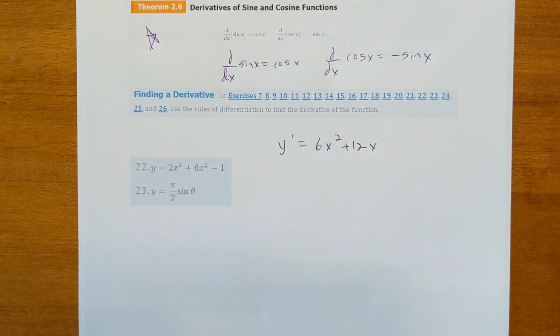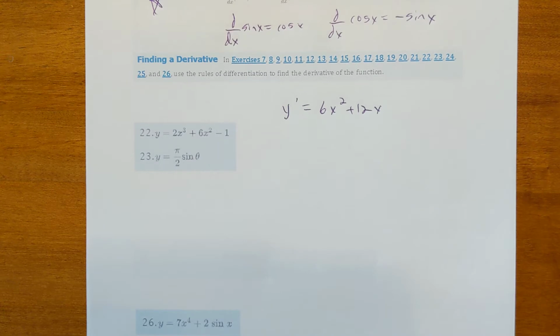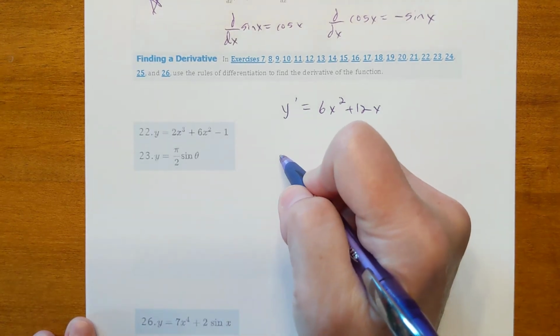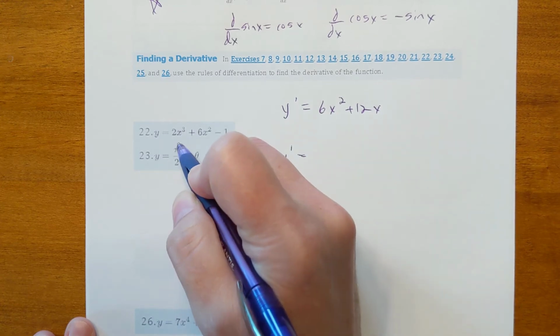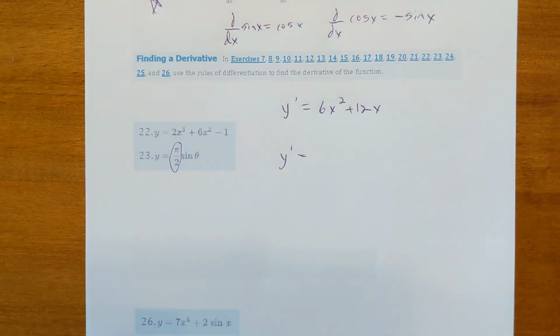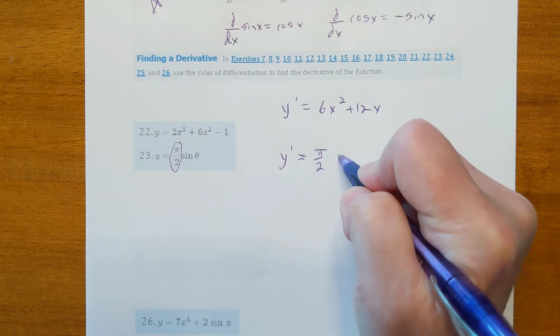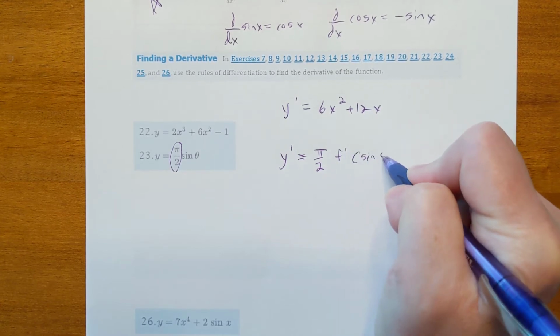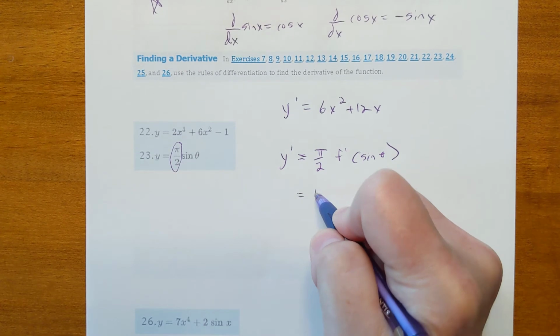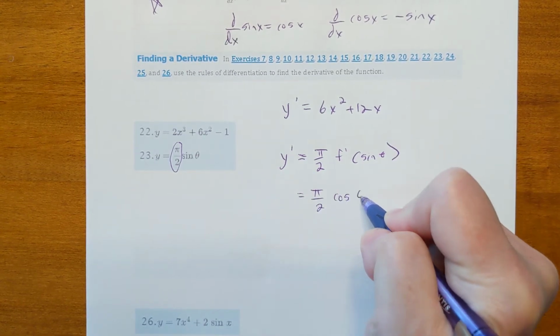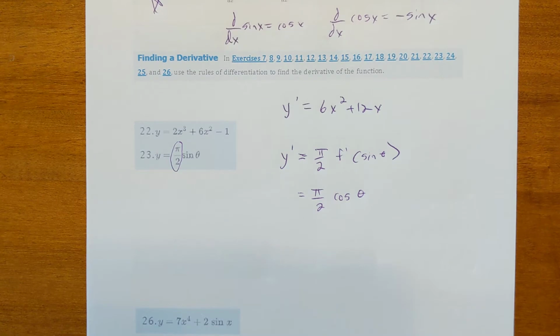All right, the next one is where the constant multiple rule comes in handy. 23 says y equals pi over 2 sine theta. So the derivative of that, y prime, this is a constant in front. Pi is a constant. It's not a variable. It's a number. So we're not taking the derivative of it because it's not a variable. It's a constant. So we're going to leave it in front, and then we're going to take the derivative of sine. And the derivative of sine is cosine. So then you're all done. It's pi over 2 cosine theta.